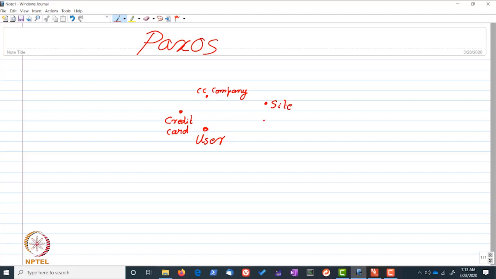Then of course we'll have the airline. Once the ticket is booked, I get an email with my e-ticket. So then of course my email is one more process. So how many processes do we have? We have 1, 2, 3, 4, 5, 6. So if I book a ticket, all 6 of us have to be in agreement about 2 things.